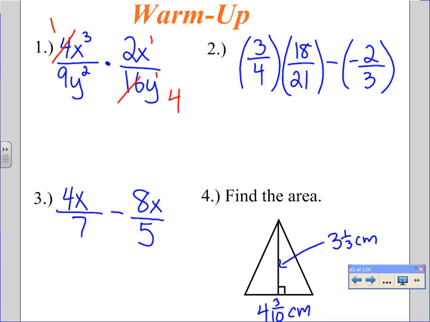So when you multiply across the top, across the bottom, 1 times 2, or 1x cubed times 2x, I should say, is 2x to the 4th. X to the 3rd times x to the 1st is x to the 4th. Okay? And then 9 times 4 is 36. And then y squared times y is y to the 3rd. Is everyone okay with what we just multiplied across the top, across the bottom? Right?